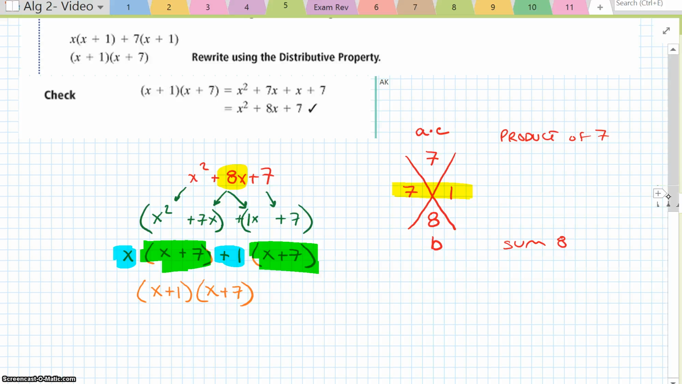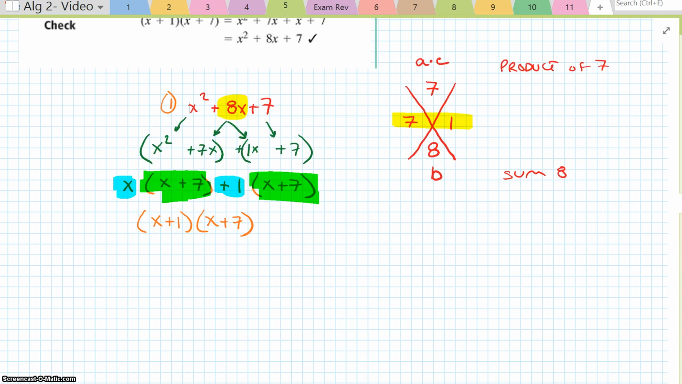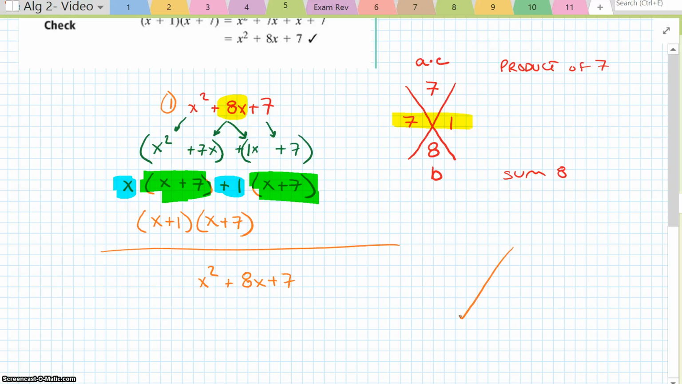But because our a value is 1, we can take a really big shortcut. We could have factored it out, and let's do it again, and I'll just show the shortcut. So we have x squared plus 8x plus 7. All right, and we have our a times c value up top, which is 7. Our b value is 8. So we need to come up with two numbers that have a product of 7 and a sum of 8. We said it is 7 and 1.